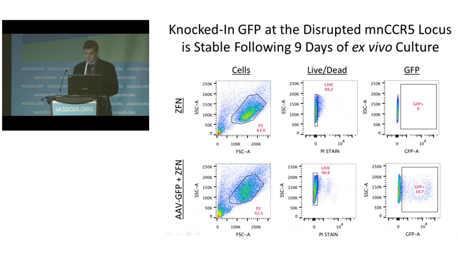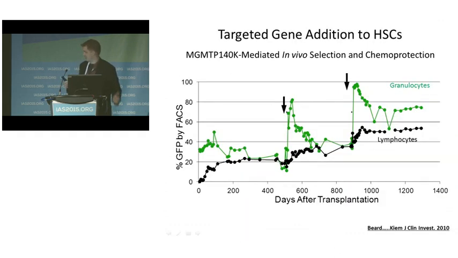And what we're interested in doing, again, is not just using GFP, but knocking in a selectable marker. Here I'm showing you a marker that we have a lot of experience with in Hans Peter's lab called MGMT P140K. This is, to make a long story short, a chemo selection cassette that allows us to select with O6-benzylguanine and BCNU and temozolomide. And when we do that, and these are from historical animals where the stem cells are transduced with this selectable marker fused to GFP, you can see that whenever we give chemo selection, we get a very significant increase in the amount of gene-marked cells in the granulocyte lineage as well as the lymphocyte lineage.